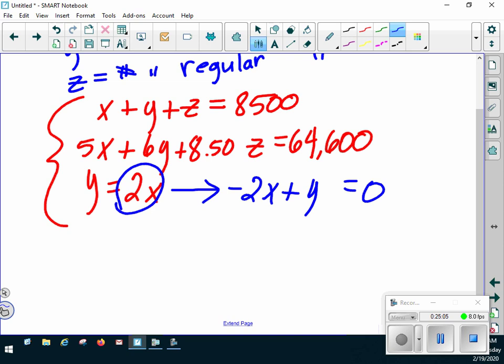Still have the 0Z, right? I still will have a 0Z. And if you want to put it in there, that's fine. If you don't, you make sure you put a 0 in your matrix when you put it in your calculator. Your matrix would be 1, 1, 1, 5, 6, 8.5. Say again? Negative 2, 1, 0. That would be your main matrix, yes. Any questions there? All right.